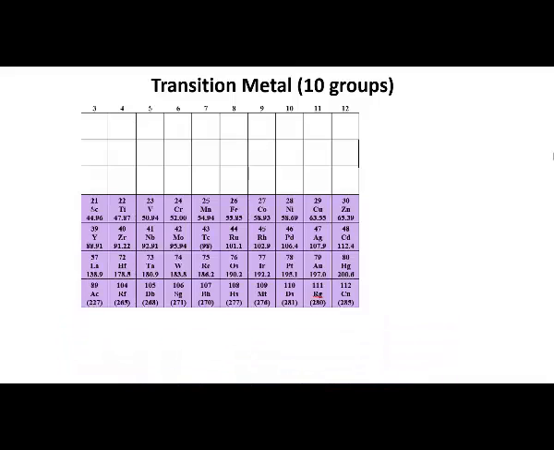You'll notice there's 10 columns here that represent the transition metals that we're looking at. You should see quite a few familiar faces here with respect to chromium, manganese, iron, cobalt, nickel, copper, zinc. We can see silver, palladium, platinum, gold, right? So we've seen quite a few of these. You might remember the capital W is tungsten. Okay, these are all transition metals.